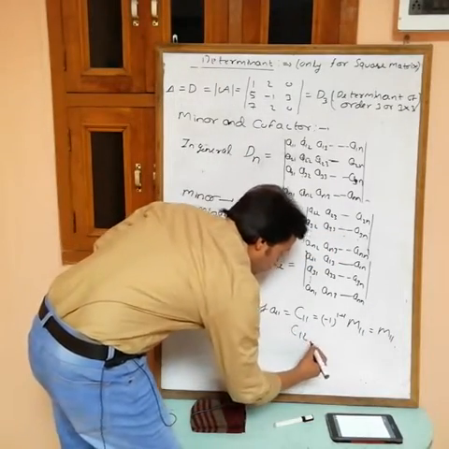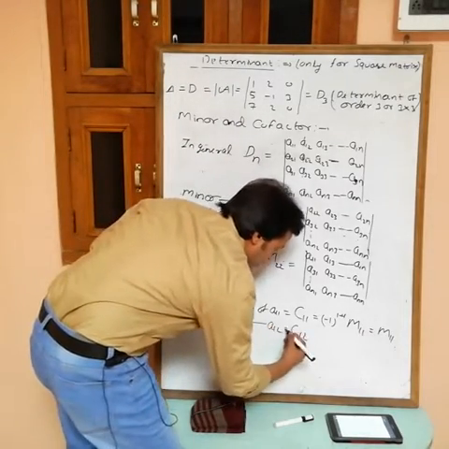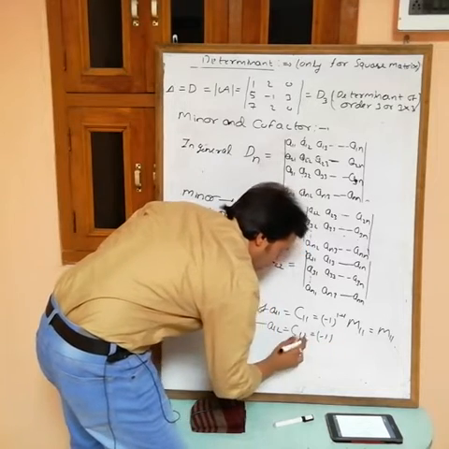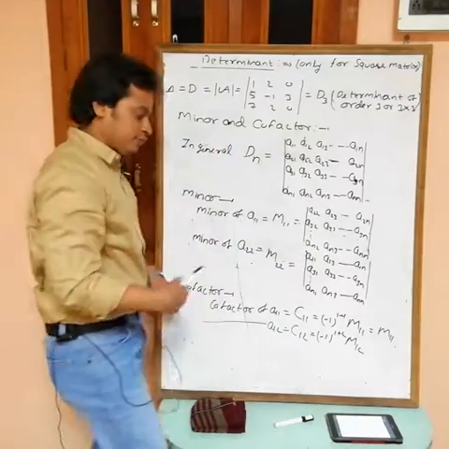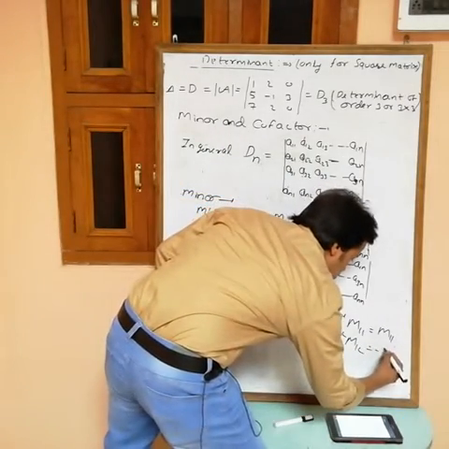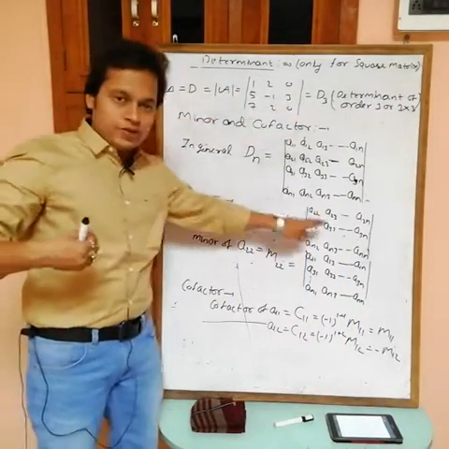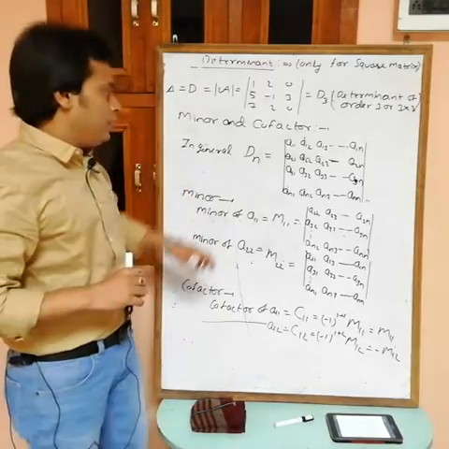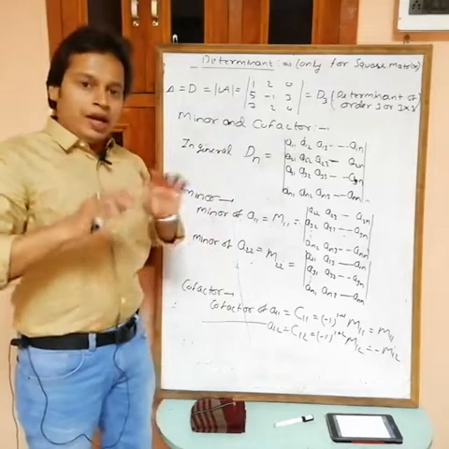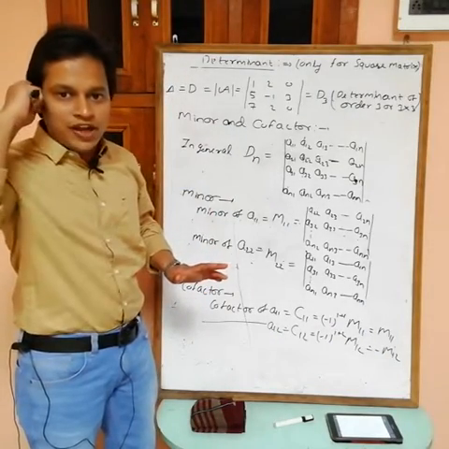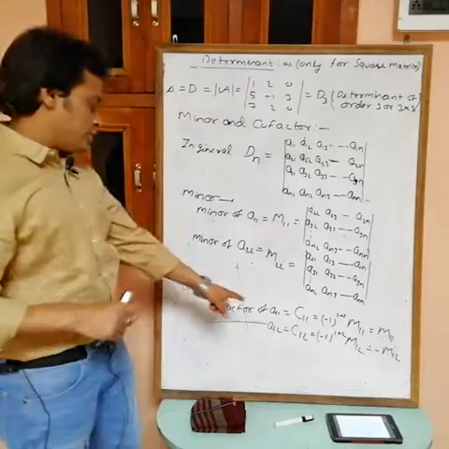Similarly, the cofactor of A12, C12, is equal to minus 1 power 1 plus 2 times M12. Now minus 1 power 3 becomes minus, so minus M12. So the cofactor of A11 is equal to the minor of A11, but the cofactor of A12 is equal to minus the minor of A12, and easily we can find the minor. How to get the minor of any element? Just hide the corresponding row and column and make the determinant of the remaining elements. So we are getting C12.